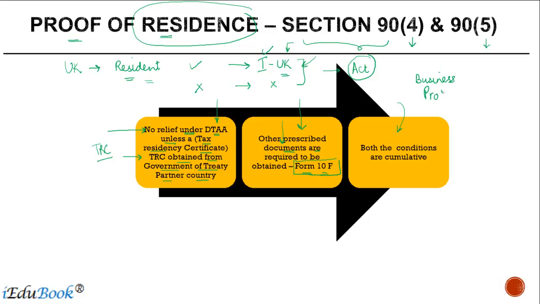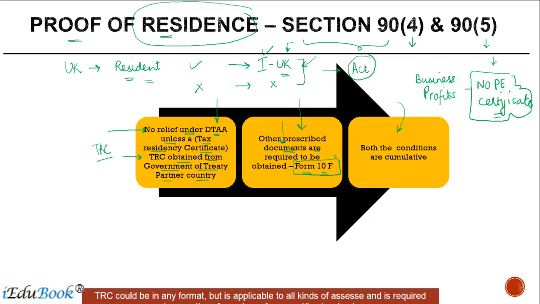generally the person who is making the payment should insist on a no PE certificate, which means that the person who is receiving the money, if he is getting business income, he should give a certificate, not a certificate, it could be kind of a declaration, that he does not have a PE in India, before the person who's making the payment does not withhold a tax. Form 10F contains certain basic requirements which are more or less the details about the tax status, I would say, of the recipient in the home country.